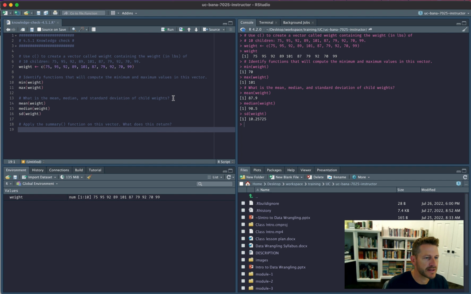All right, the last one is apply the summary function on the weight vector, and what does this return? So let's go ahead and take a look at the summary. What this actually returns is several bits of information. You can see that we get our min, we get our max value, we also get our median and our mean, and then it also gives us the first and third quantile. So this is actually pretty handy. Later on we'll see how we can make box plots, and that will be a visual representation of pretty much what we see here. But for right now, this allows you to understand basically the range and a little bit about the distribution of a vector of values.